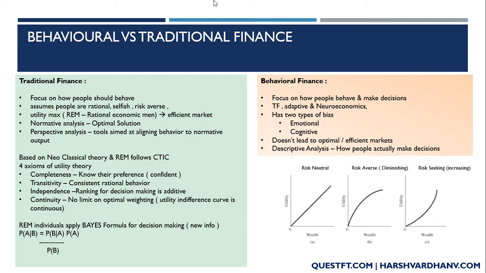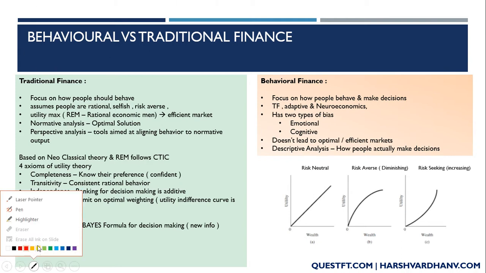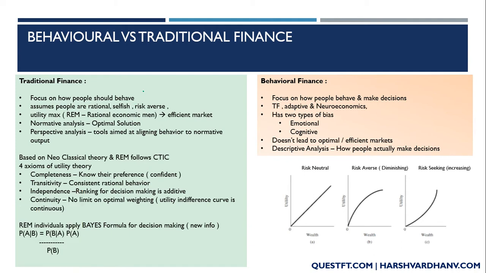So, some pointers on traditional finance versus behavioral finance. In traditional finance, the focus is on how investors should ideally behave. This is the ideal scenario. Behavioral finance is actually retrospective. It is about how people actually behave and make decisions based on their behavior, not based on the theory of finance. Traditional finance assumes that people are rational, selfish, and risk averse.